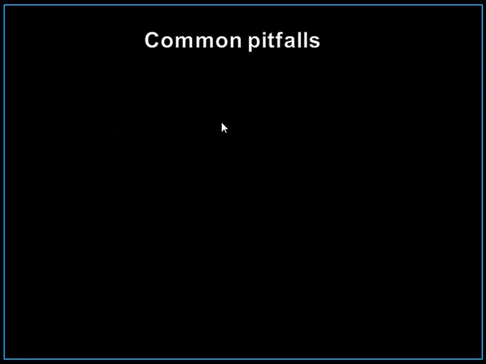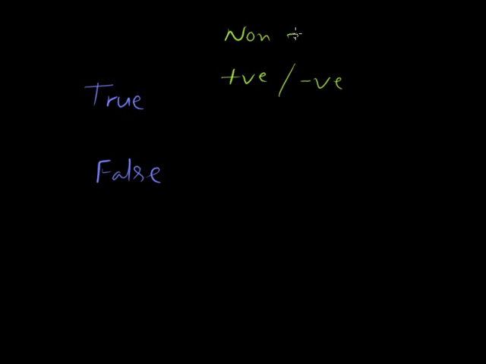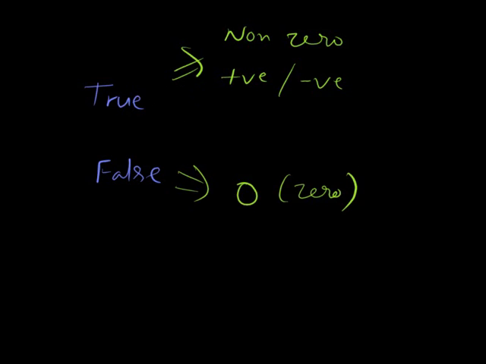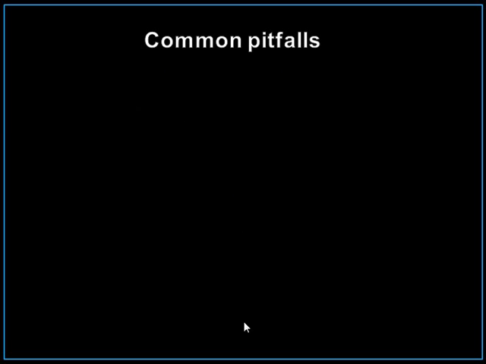Now before we look at common pitfalls, let us look at something else which is quite interesting. In C you have two things, true or false in logic, right? Specific to the C language, true is always represented by positive or negative values, that is, non-zero. Truth is always non-zero. If you want to represent false, you represent it using zero. Now let us look at the common pitfalls in the C language using the if-else constructs.